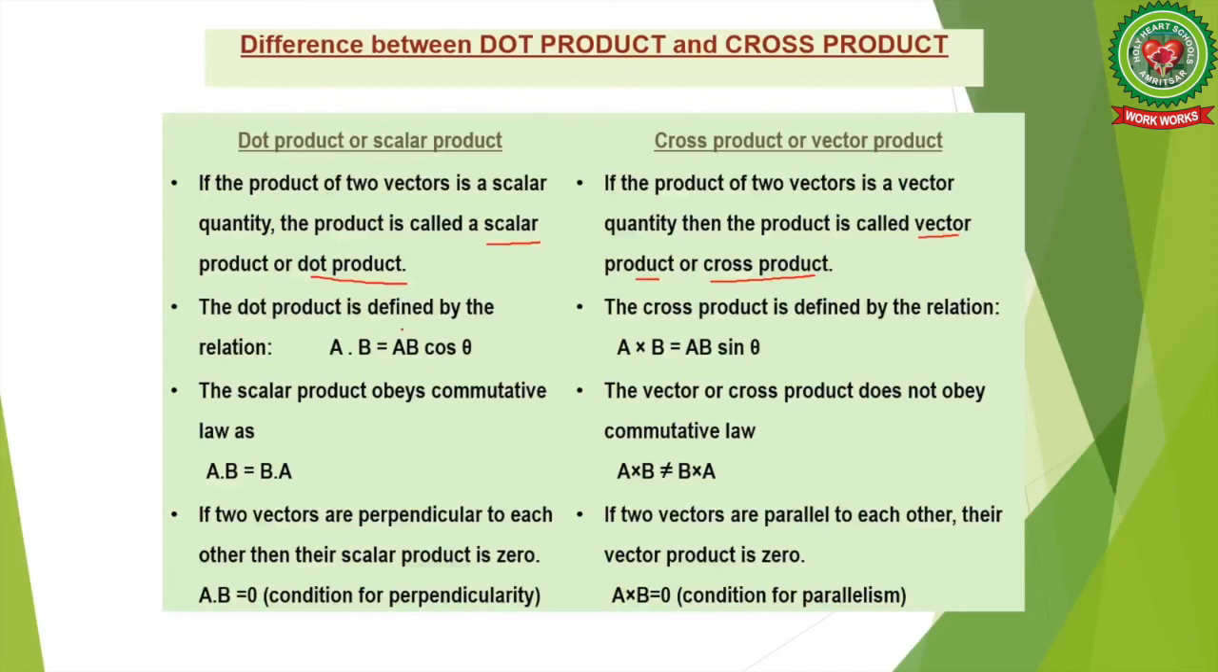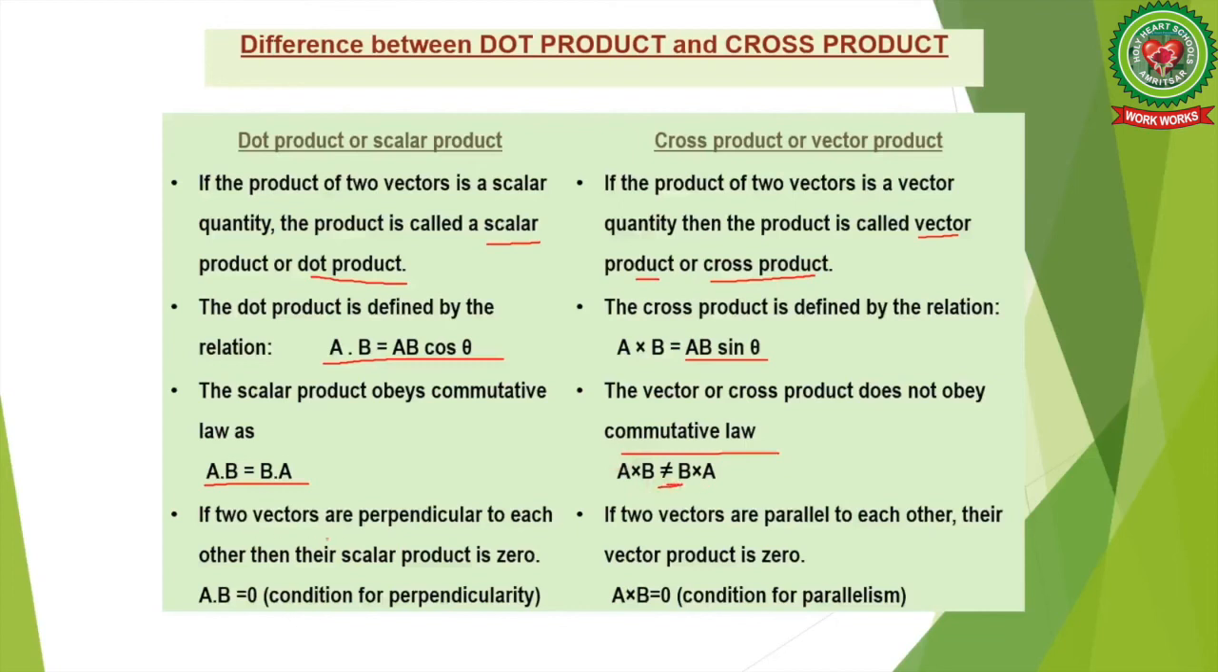The dot product is defined by the relation. The formula for dot product is A dot B is equal to AB cos theta. Cross product is defined by the relation A cross B, AB sin theta. Scalar product obeys commutative law. What is commutative law? If you multiply A dot B, it is always equal to B dot A. It doesn't matter whether you take A dot B or B dot A. The vector or cross product does not obey commutative law. Means A cross B is not equal to B cross A.